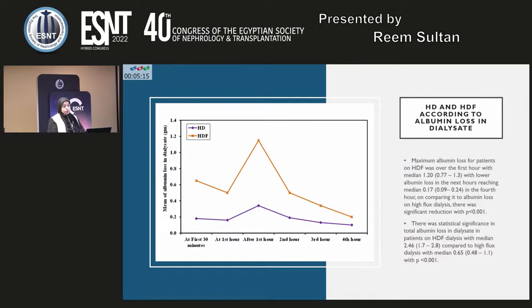This graph shows the albumin loss in dialysate on both high flux and HDF. The maximum dialysate albumin loss was over the first hour, with a total median dialysate loss of 2.46 grams on HDF versus 0.65 on high flux over the 4 hours.